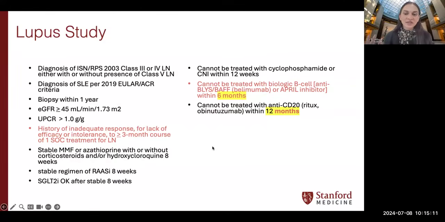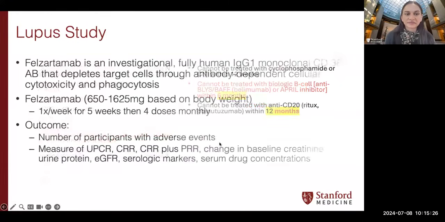And sometimes I do explain to them, like, we have the options of the Benlysta and voclosporin in the trial, and sometimes the patients will pick voclosporin over being in the trial, and that'll happen. And you just have to explain the situation, and the right patient will come along.